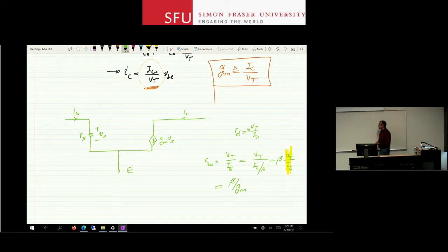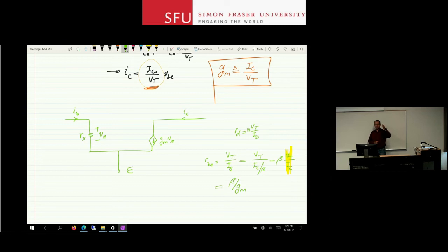So this is the hybrid pi model for the small signal operation of a transistor. And this is what I will use from now on in my small signal analysis, right? So if you give me an amplifier circuit that has DC plus AC sources in it, I'll take out all the AC sources, figure out where the device is standing in terms of DC operating point.